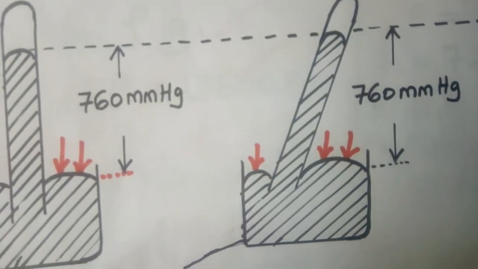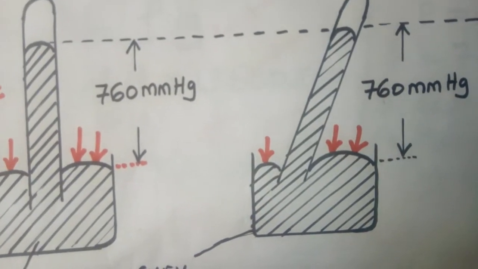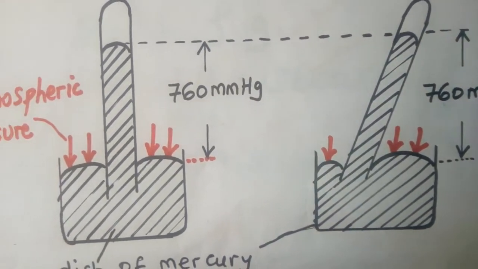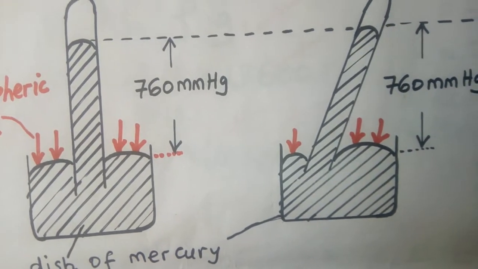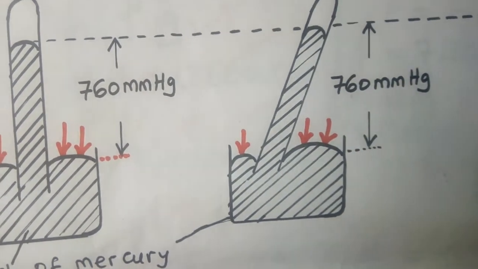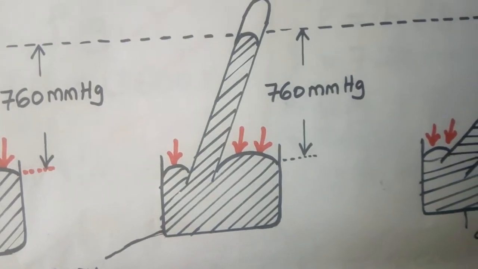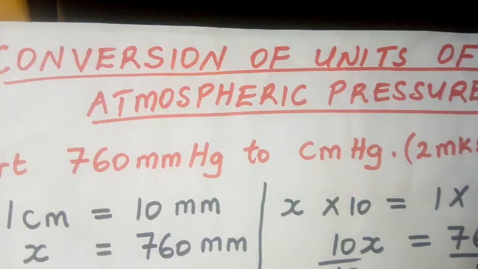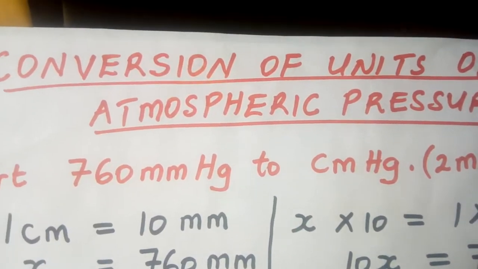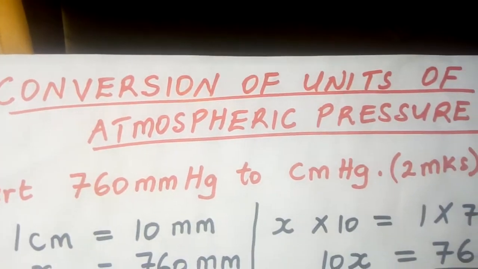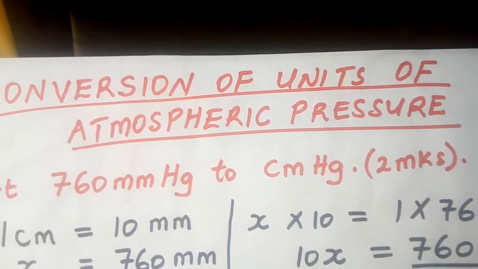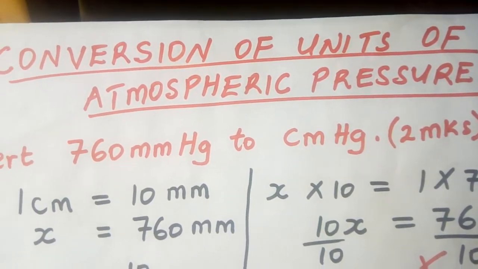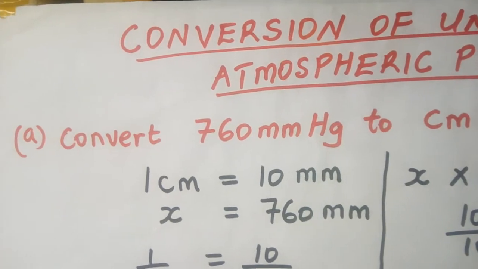In our previous lesson, we said atmospheric pressure is measured using an instrument called a barometer. There are so many types of barometers which we are going to look at, but before that, let's see how we can convert units of atmospheric pressure from one to another. Conversion of units of atmospheric pressure. Atmospheric pressure has so many units as we looked at some time back, and today we want to see how we can convert those units.